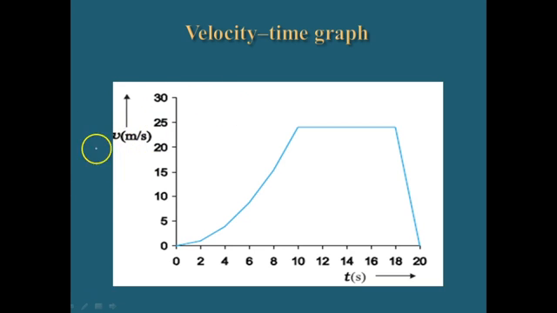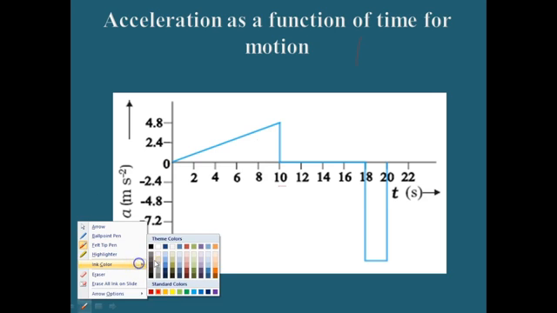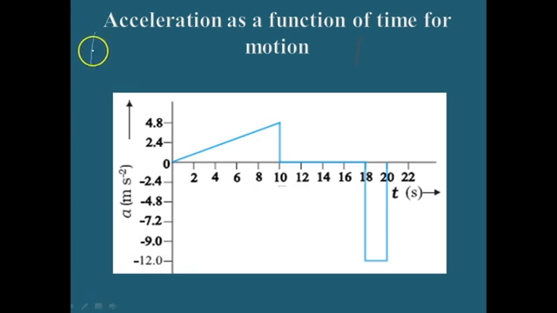And this is the acceleration as a function of time for motion for the figure that we just saw previously, that velocity. The figure of the car that we saw, isn't it? For that, we are considering this acceleration. For this position time graph of a car, we are drawing this acceleration as a function of time for motion.